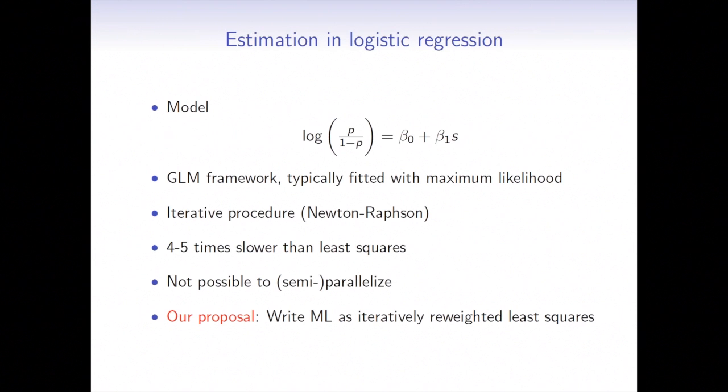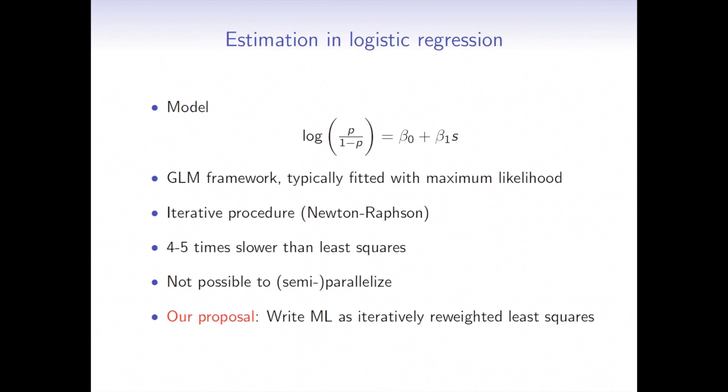So let us look at the simple logistic regression model without covariates for a moment. And again, we are interested in the SNP effect. We are modeling the probability of success. And the logistic regression model belongs to a generalized linear model framework. And those are typically fitted with maximum likelihood. And maximum likelihood is an iterative procedure.